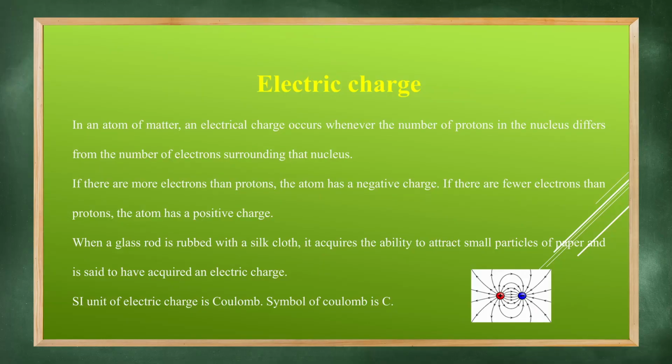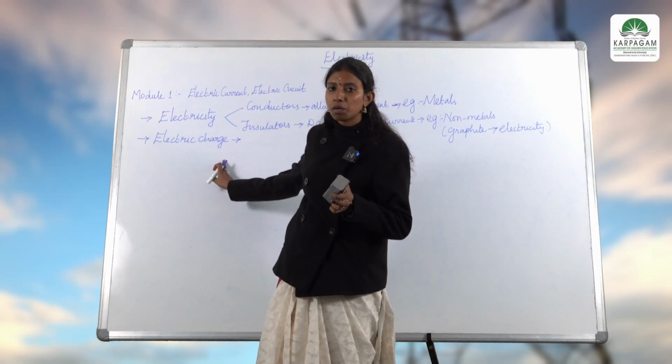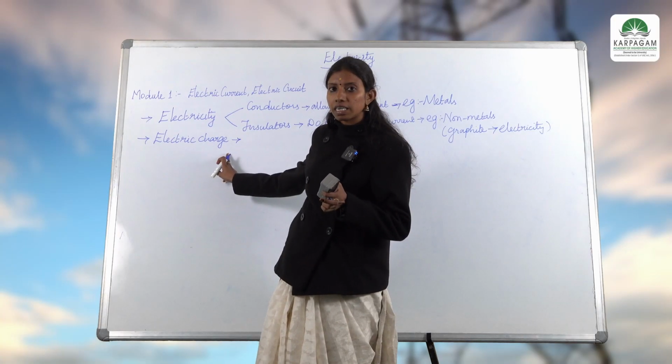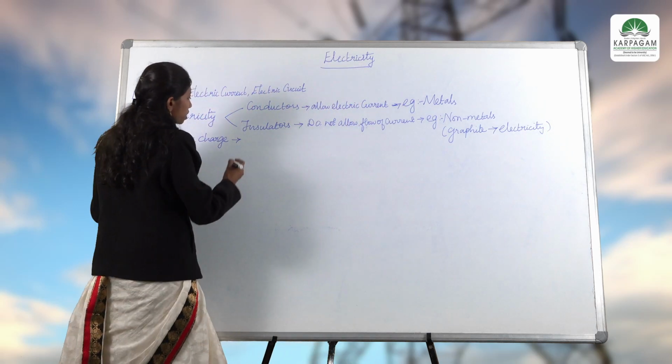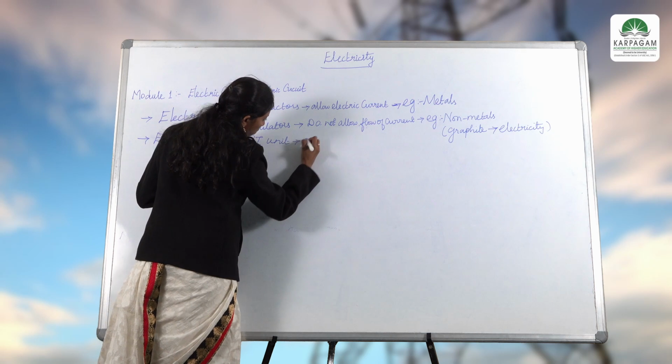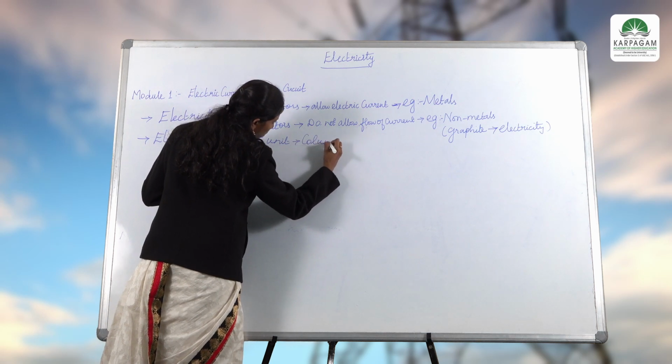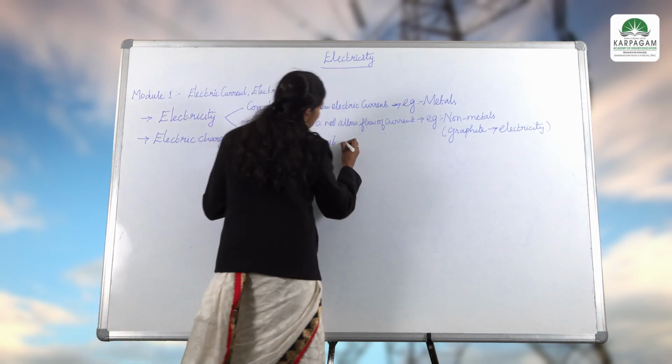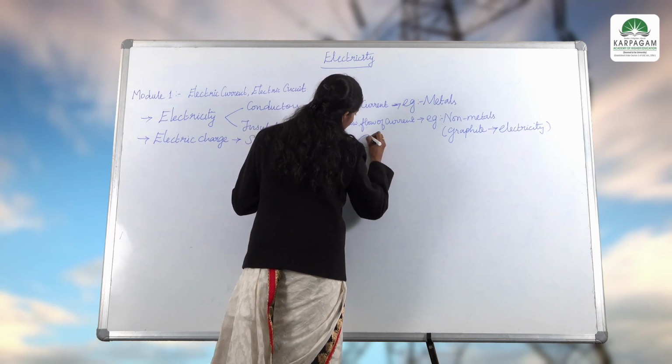The next one is electric charge. Remember, when you rub a silk cloth on a glass rod, what happens? It has the capability to attract small pieces of paper, right? That capability we call charge, the capability of attracting paper to it. So we call it an electric charge. The SI unit of electric charge is the coulomb, and the symbol of coulomb is C.